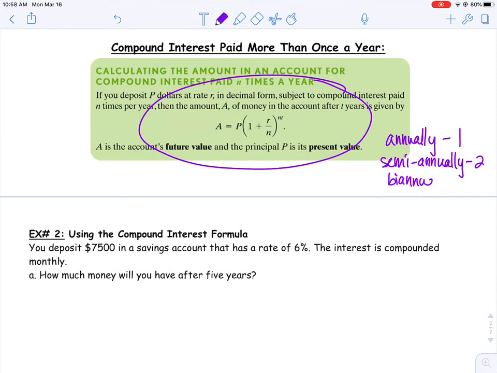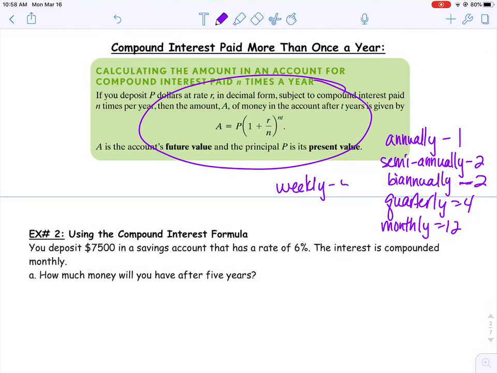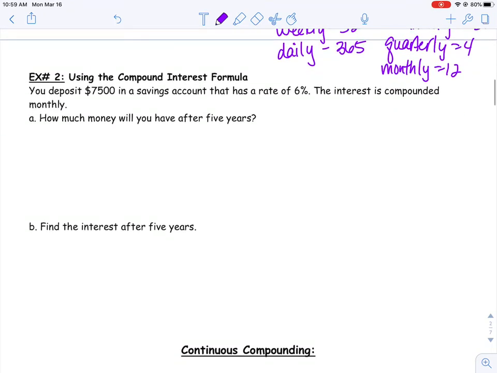If I said biannually, that's also twice a year. If I said quarterly, then that's 4 times a year. If I said monthly, that's 12 times a year. If I said weekly, remember that there are 52 weeks in a year, so weekly would be 52 times a year. And daily, we could say is 365 times a year. So make sure you know what those words mean so you can use the correct value when putting it into your formula. So let's do a problem here.